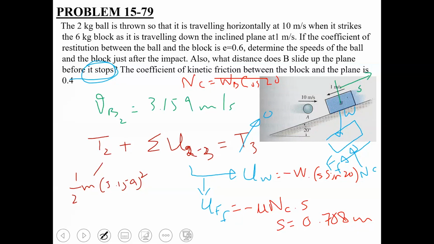So I hope that this point is clear to all of you. Does anyone have any query regarding problem 15-79? No query? No, sir. Okay, I have a question for you. Should that block remain static at that position, or is it going to move downward? How are you going to judge it?